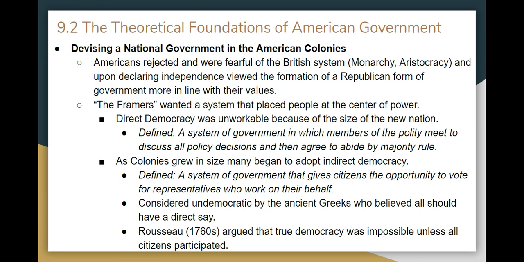As colonies grew in size, many began to adopt what's known as indirect democracy instead of direct democracy because direct democracy had become unruly.